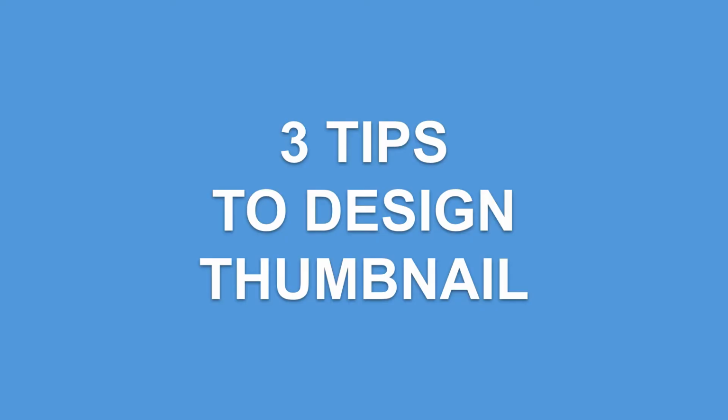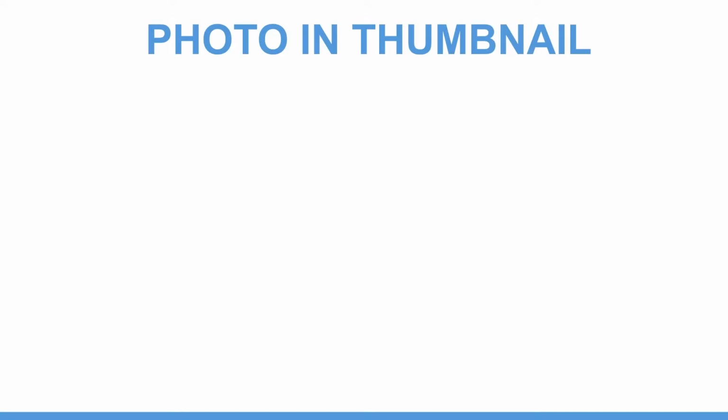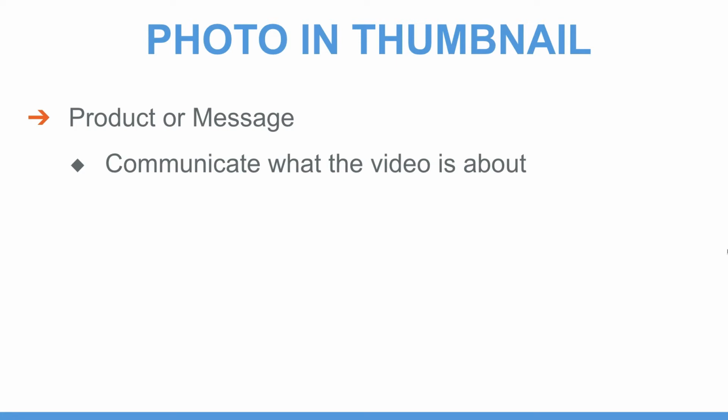In this video, we are going to look at 3 tips which are the 3 main components of any thumbnail design. Tip number 1, photo in the thumbnail. First and foremost thing is to identify the key point of your video and express it in the form of a photo or an image. This will clearly communicate to the viewers what the video is about. Please do not underestimate this.